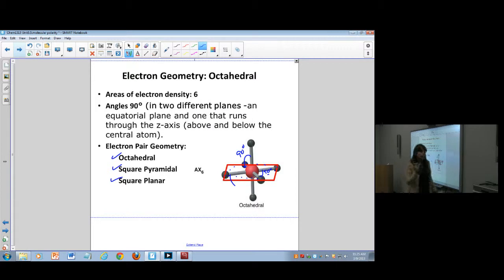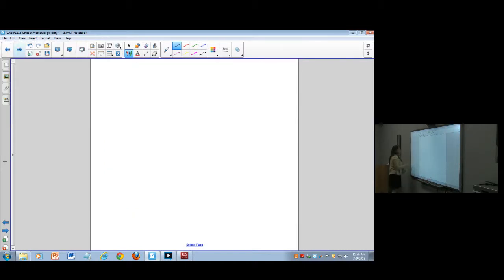Now, on the octahedral, what goes away? Remember, on the trigonal bipyramid, you always take from the equatorial. On the octahedral, you always take the axials. Always take the axials. So we'll draw 3 different molecules to see what the polarity on these is.